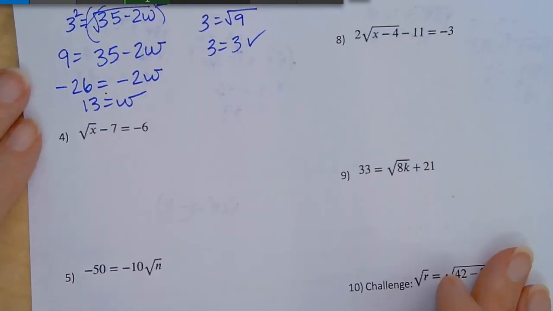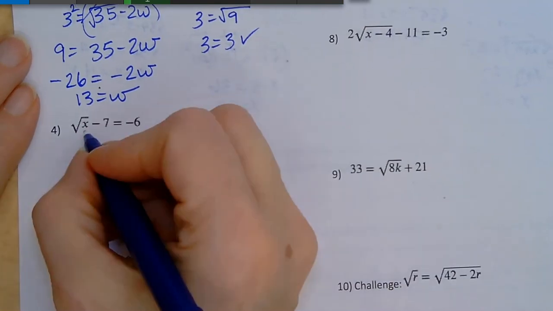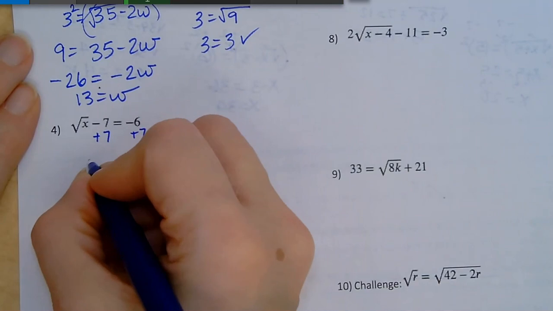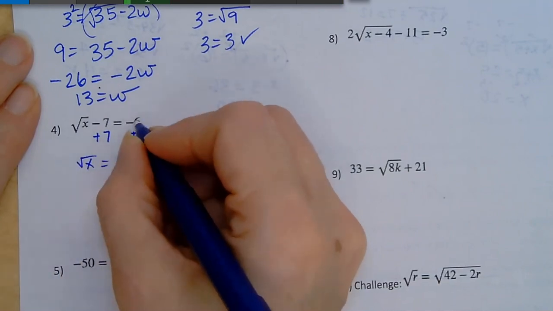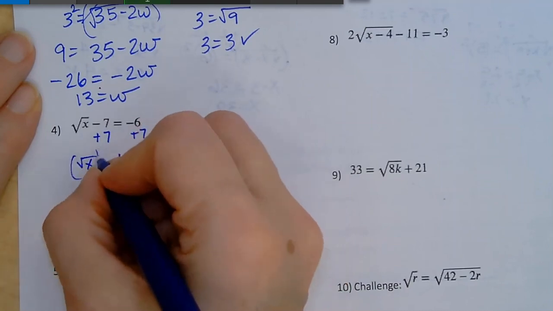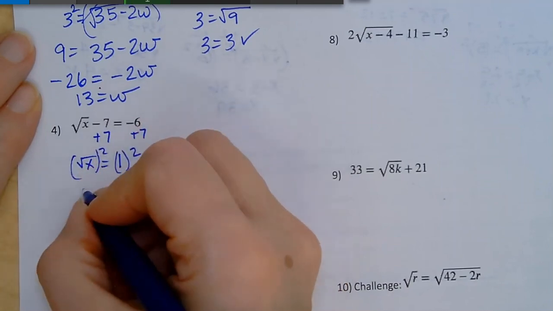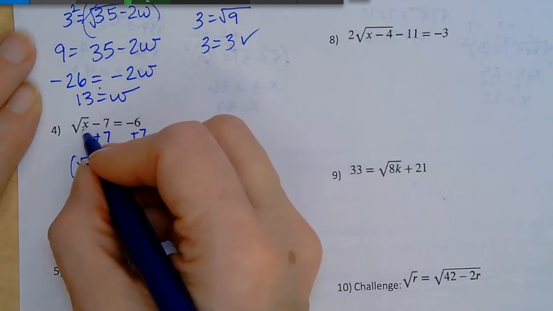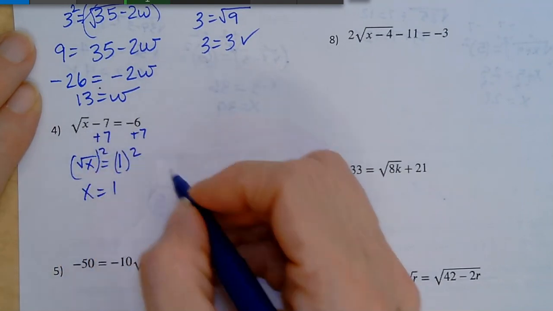4. I want to get that radical all by itself, so the first thing I'm going to do is add 7 to each side. So I have the square root of x equals negative 6 plus 7, which is 1. Square root of x equals 1. Square both sides, and I get x equals 1. If I plug it back in, square root of 1 is 1. 1 minus 7 is negative 6. That seems to work.